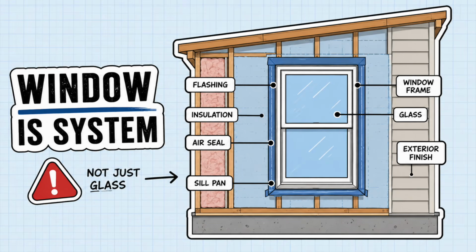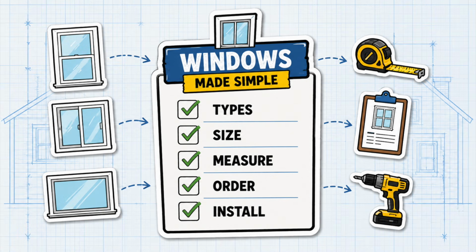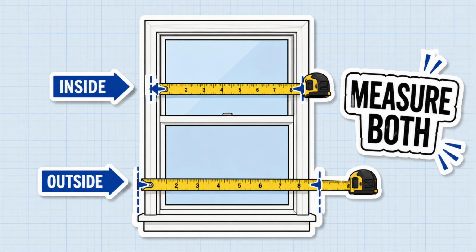If you are buying windows for a house, the biggest mistake is thinking a window is just glass. A real window includes the glass, sash, frame, sill, flashing, sealant, trim, and the rough opening behind it. So in this video, we are going to make windows simple. By the end, you will know the main types, what sizes mean, and how to measure from the inside and outside. First, learn the parts.